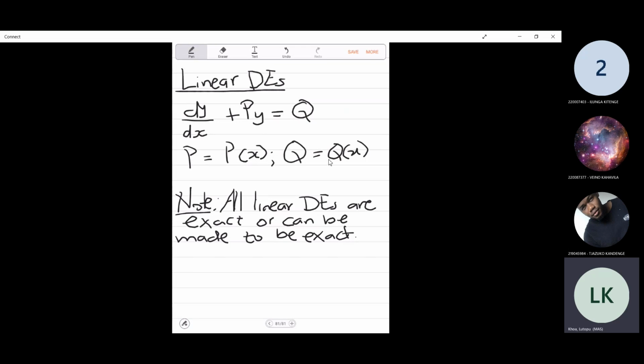But the way that we solve these linear differential equations is quite simple, very easy. I think one of the easiest of all the types that we have. So we look at examples of how we work these out.